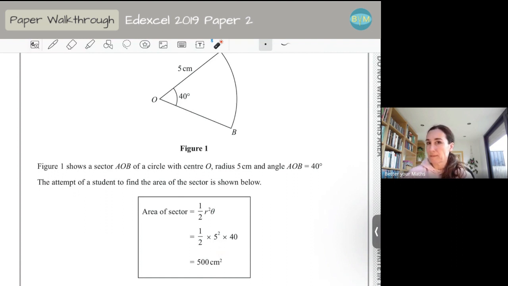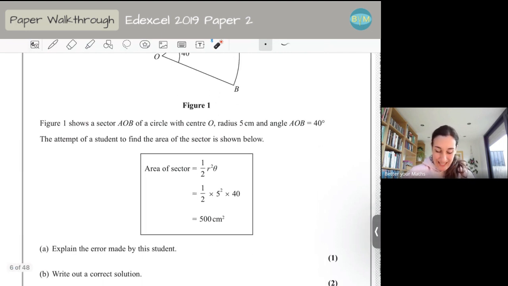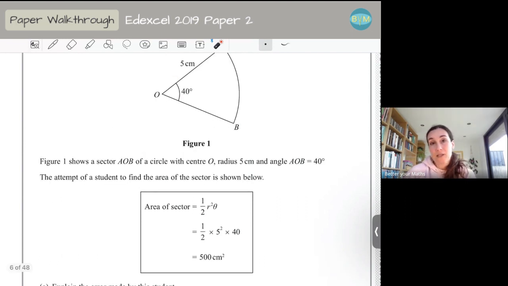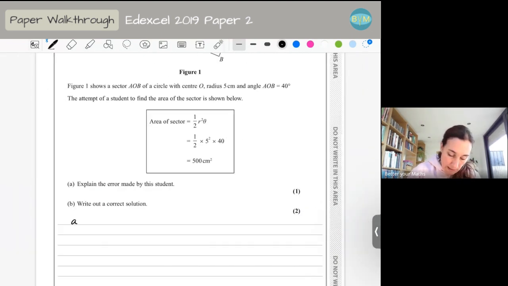I guess you already see that they are asking you about the mistake. Explain the error made by the student. You know that this formula is for when the angle is in radians. Remember? For this formula to work, the angle must be in radians, and we have the angle in degrees. So that's the error. The student is using a formula.